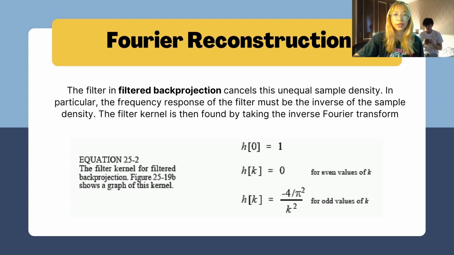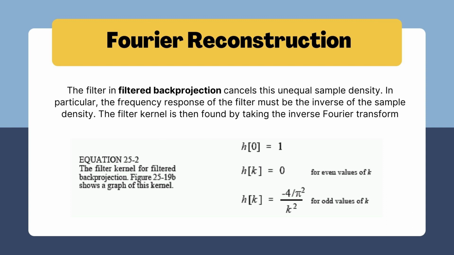The filter in filtered back projection compensates for the unequal sample density. In particular, the frequency response of this filter must be the inverse of the sample density, and the filter kernel is then found by taking the inverse Fourier transform, as shown in the equation.